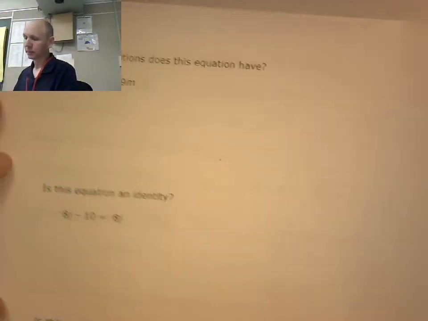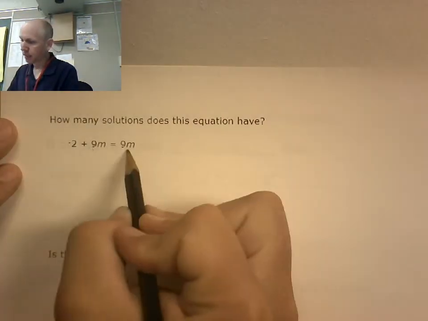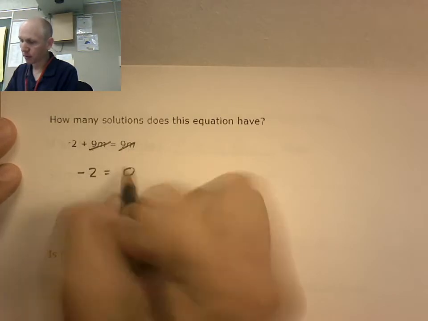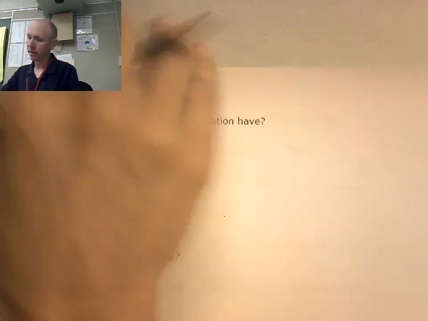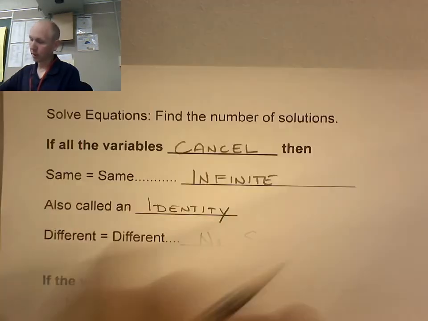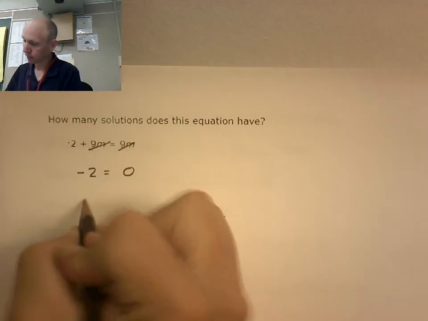My hypothesis is the next one's going to be a no solution. Let's see. 9m on this side, 9m on that side. They're gone, and I'm left with negative 2 equals 0. Going back here, if they're different, if they do not equal each other, what does that mean? Right there. If they're different, no solution.